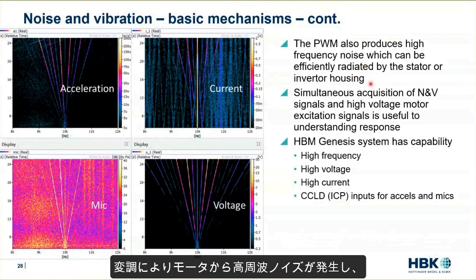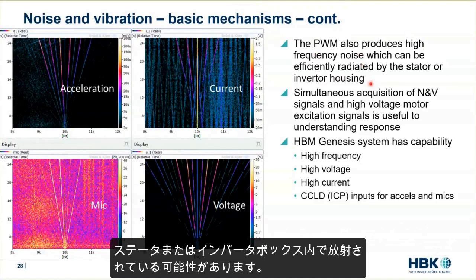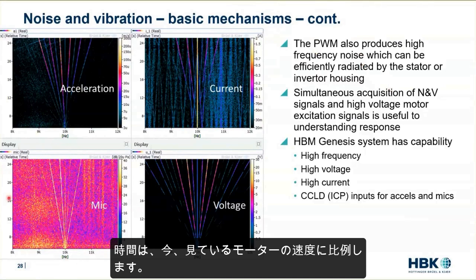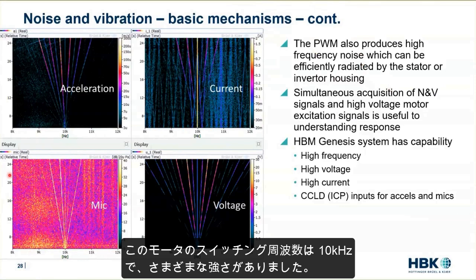Modulation also produces high frequency noise from motors, which can be efficiently radiated by the stator or within the inverter housing. So down here, this is another color map. We have frequency here, and we have time here, but time is proportional to the speed of the motor that we were looking at.